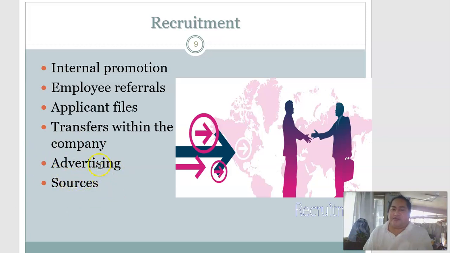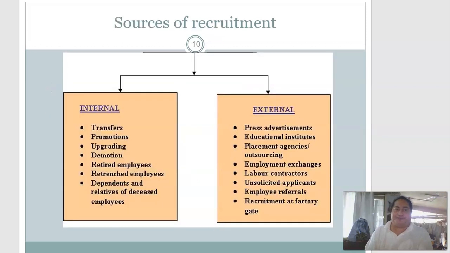Advertising is the most common type of job sourcing. Advertising on notice boards, on school boards at university, in newspapers, by word of mouth, in magazines, on the internet, etc., and other sources through careers fairs, through employment agencies, etc. So we'll discuss this further in your tutorials.